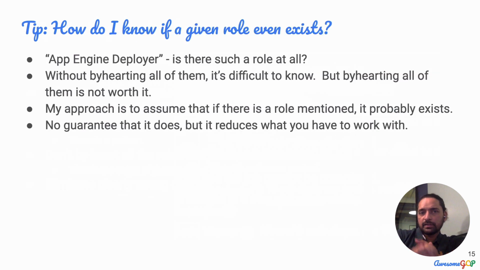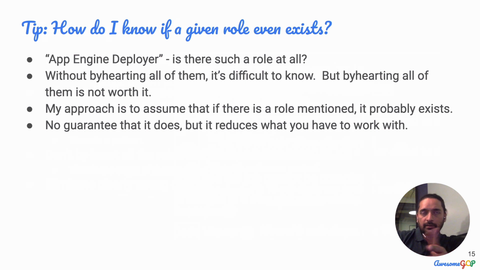There is one part of this that I would like to highlight: how do I know some of these roles even exist? Given that there are so many roles and so many permissions, if the examination asks a question with an option for App Engine Deployer, how do I know if there is such a role at all? Without memorizing, it's impossible to know all of them, but memorizing all of them is not worth it either.